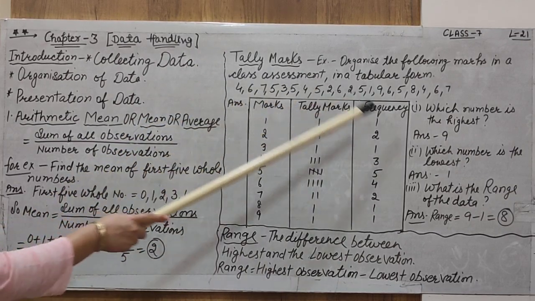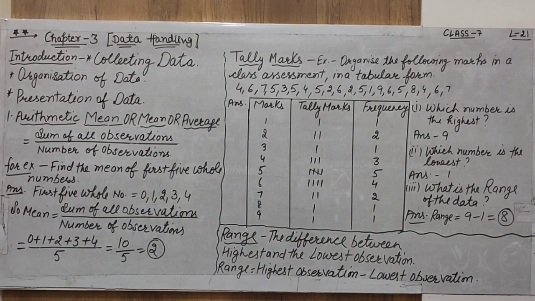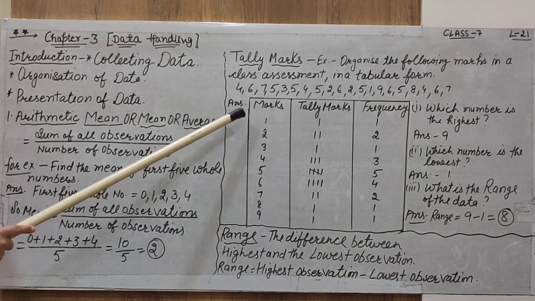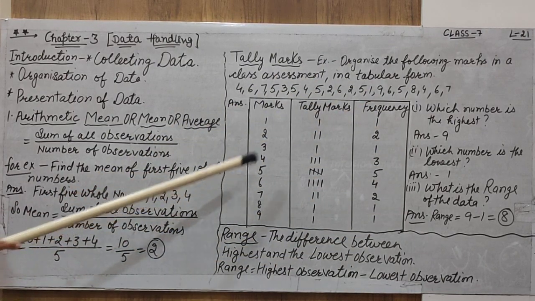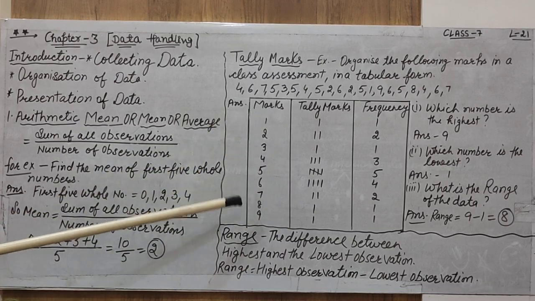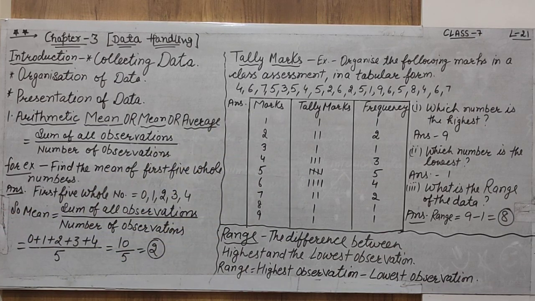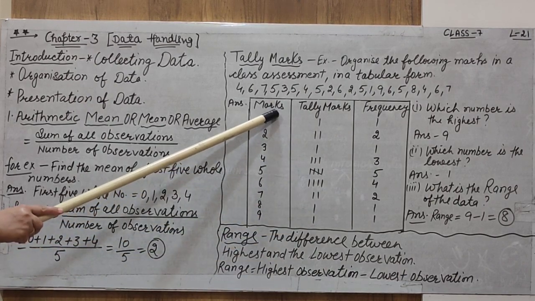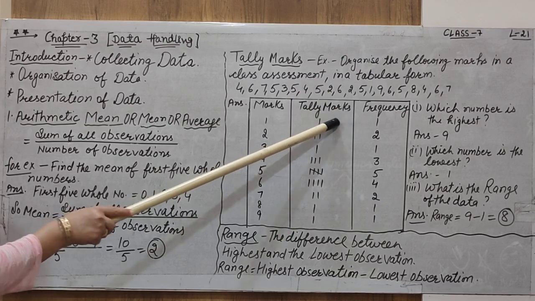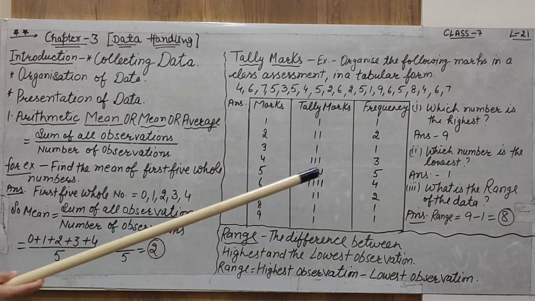How can we write these numbers in the tally form or tabular form? First of all, we have to make a table for these numbers. How can we make a table? The first column of the table is marks. The second column is tally marks. And the next column is the frequency. So the first column is marks, the second is tally marks, and the third is frequency.